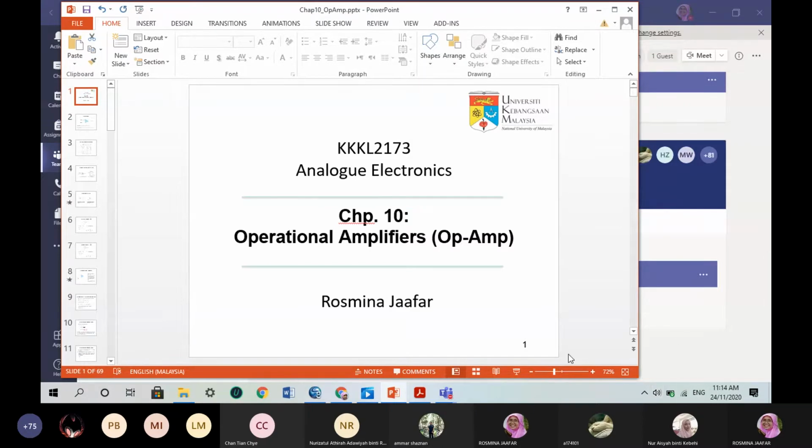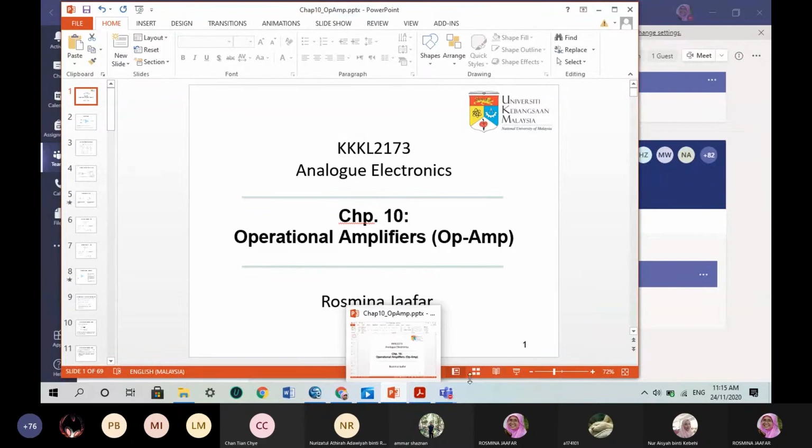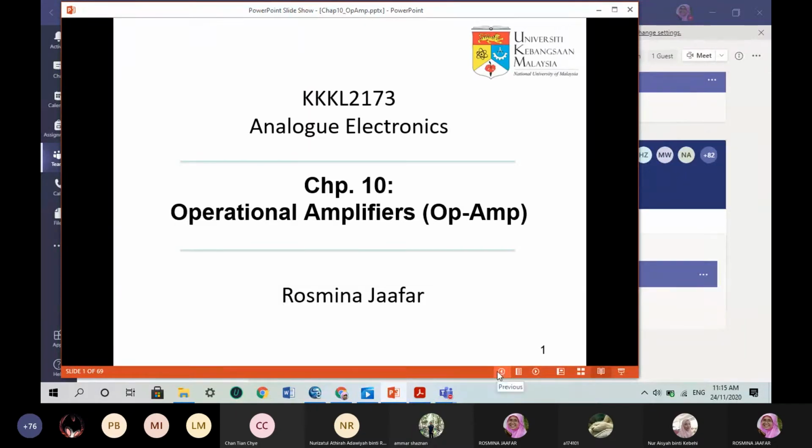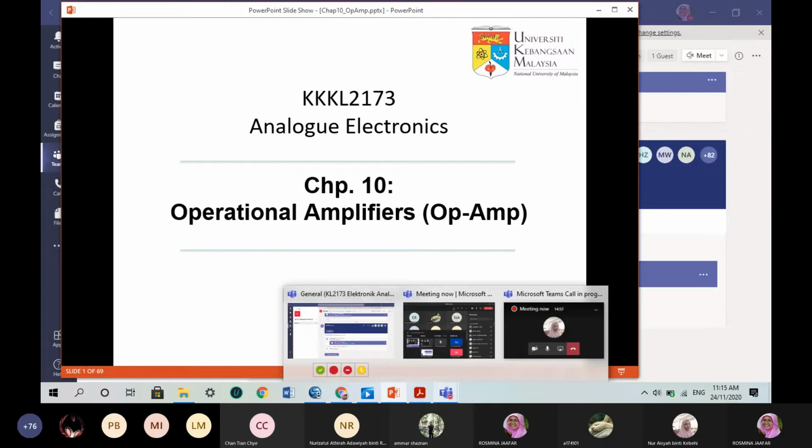Today we just want to discuss the next chapter, which is Opamp, the basics of the operational amplifier, from chapter 10 of the reference book. Okay, let's continue. As usual, Nurul Islam has started recording. Good.